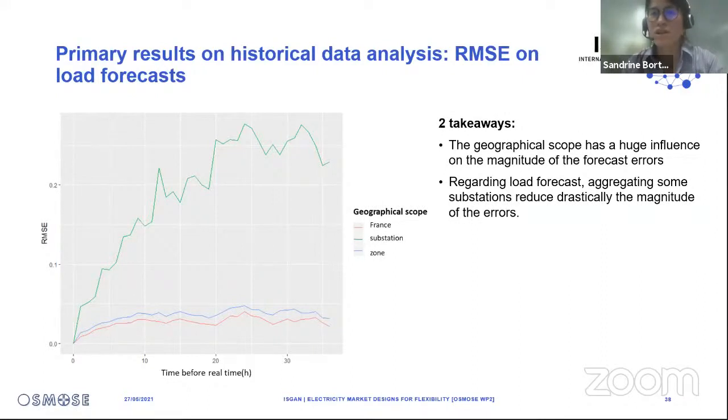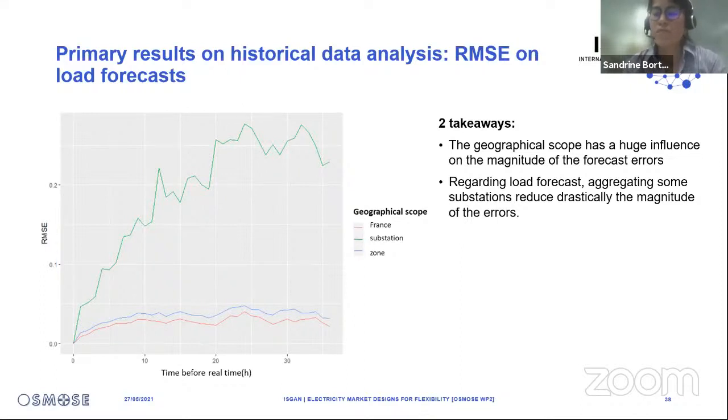historical data analysis. So here on the left you have a graph where we have plotted the root mean square error depending on time before real time for different geographical scopes. So in green you have the root mean square error for a substation, and in blue for a small zone in France, and in red for France.